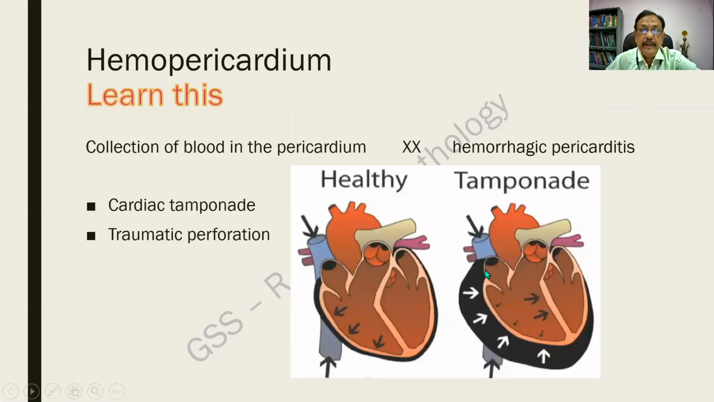Look at this particular condition wherein blood is collecting. It is called hemopericardium. Hemopericardium we had seen earlier also. Now what will happen is this blood collects outside. It prevents the heart from either dilating or constricting. The condition is called cardiac tamponade. Cardiac tamponade, classical of myocardial infarction or a hemorrhagic pericarditis.